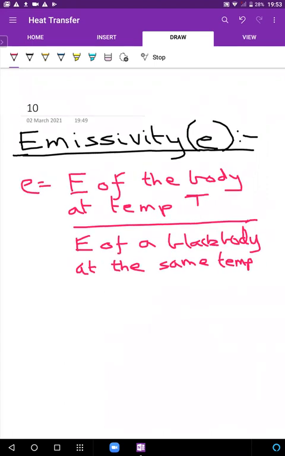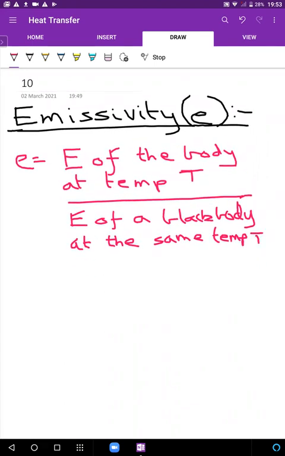One of you guys is saying, sir, all black bodies are not black. Is that statement true?